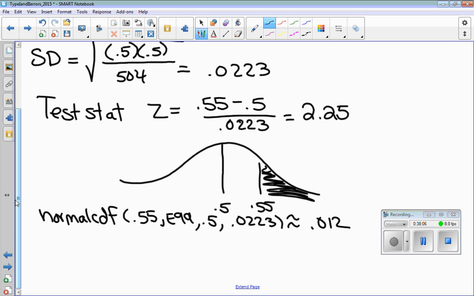And so it says to interpret this value, okay? To interpret a p-value, the p-value is the probability or likelihood that our sample happened by chance. So the likelihood that our sample happened by chance is about 1.2%. Pretty small.